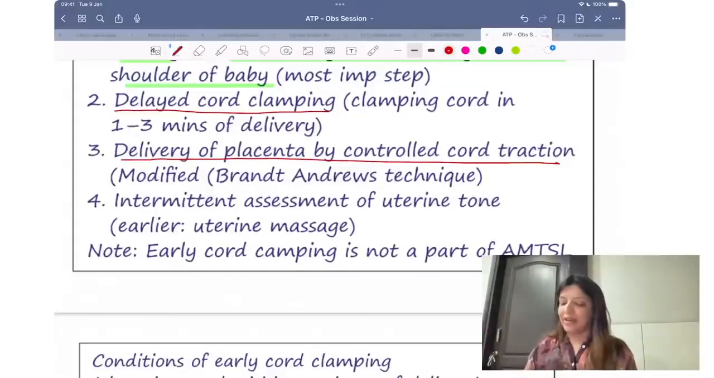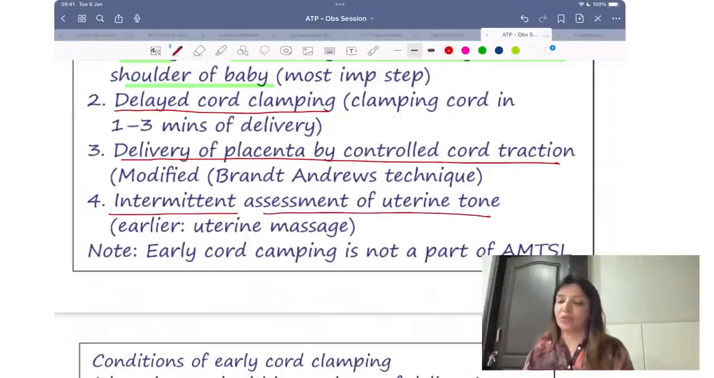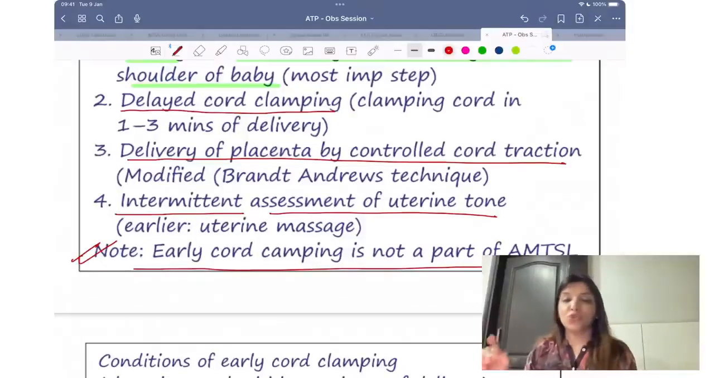Okay. Then, number 4, intermittent assessment of uterine tone. This is the 4th step nowadays. Earlier, the 4th step was uterine massage. Please remember, early cord clamping is not a part of AMTSL. Right? Early cord clamping is not a part. Very, very important thing. Early cord clamping is not a part of AMTSL.